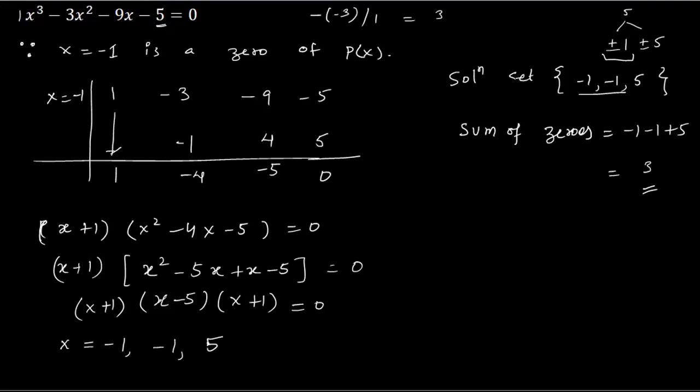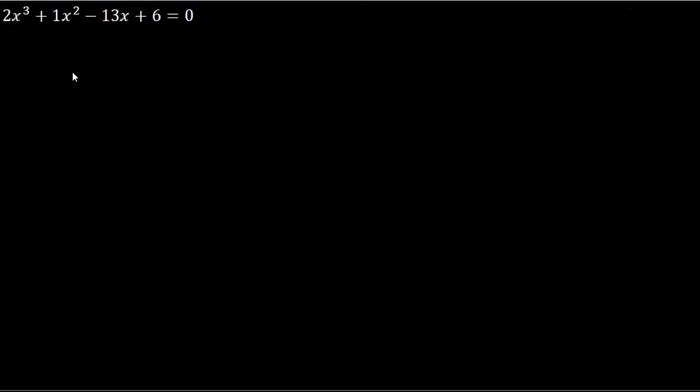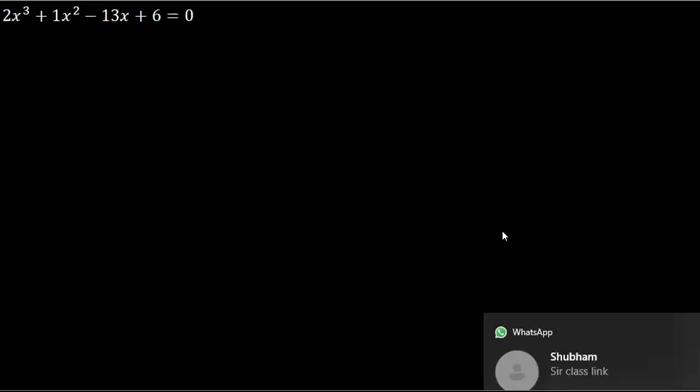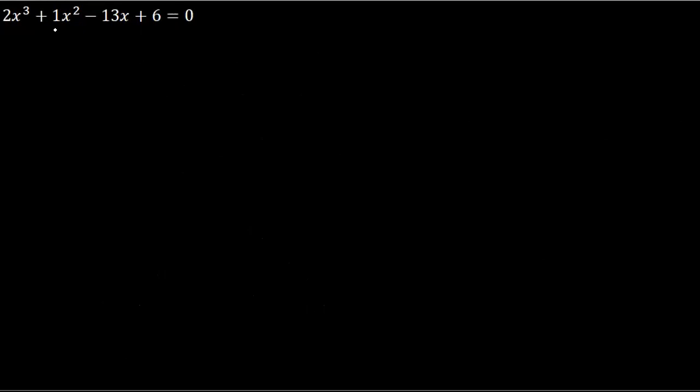Let us see the last example. Here we have a polynomial 2x cube plus 1x square minus 13x plus 6. So we know x equals 1 is not a zero of this polynomial, because if we add these coefficients, then we don't get 0. What could be the other divisors? For other divisors, basically we need to multiply these numbers, and if we multiply, we get 12. So any divisor of 12 can be a zero of this polynomial.